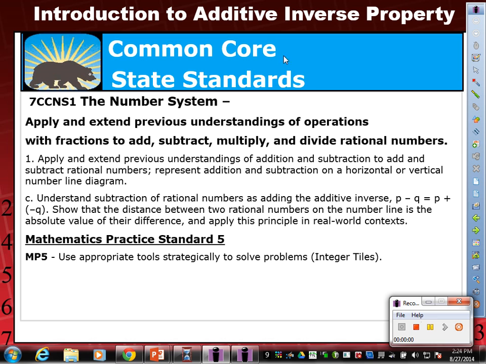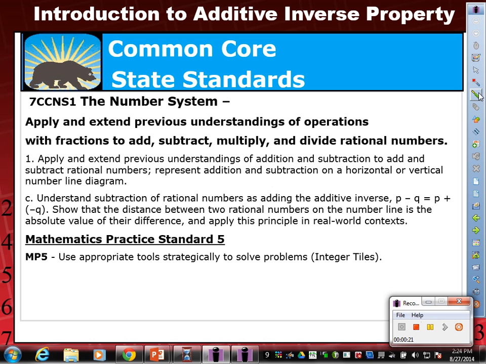For your Cornell notes, if you notice at the top of the page, there's a rectangle way at the top. I want you to write the title for the notes. You're going to write additive inverse property. That's going to be the title for your notes.